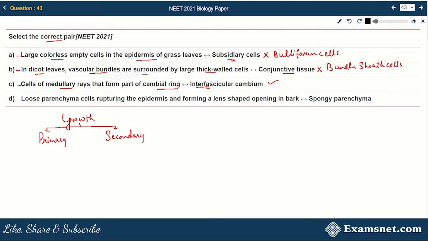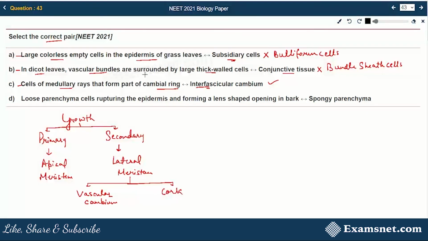We know that the increase in length of roots and shoots with the help of apical meristem is known as primary growth, whereas the increase in girth of the plant with the help of lateral meristem is known as secondary growth. Also, the lateral meristem is classified into two types. First one is vascular cambium, and this appears first, whereas the other type of lateral meristem, known as cork cambium, appears later.